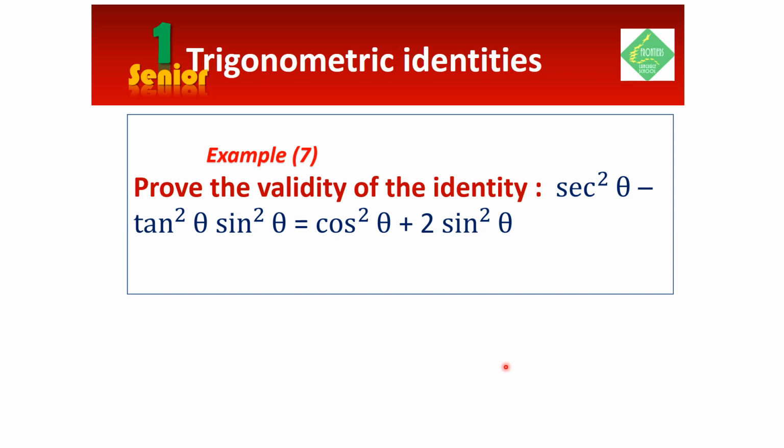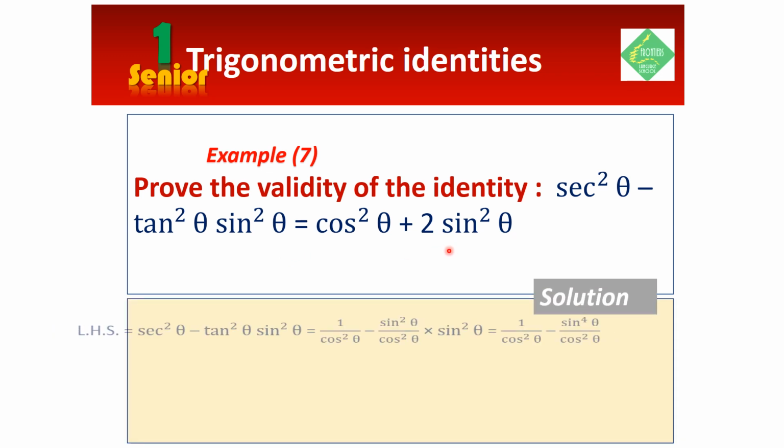Let's see example 7. Prove the validity of the identity: sec square theta minus tan square theta multiplying sine square theta equals cosine square theta plus 2 sine square theta. Let's work on the left hand side first. Sec square, which is 1 over cosine square, minus tan square, which is sine square over cosine square, multiplying sine square also. Now, what do you notice?